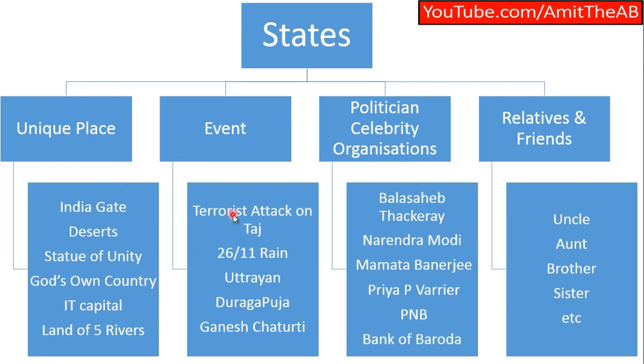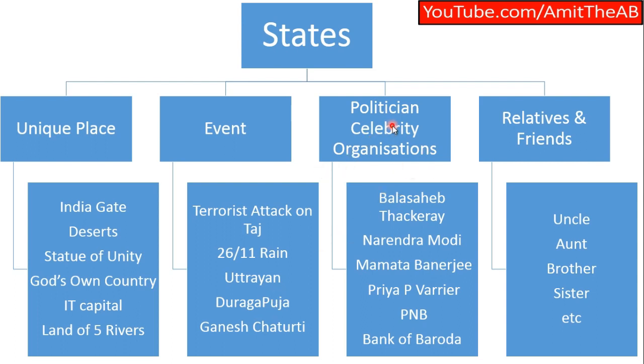Event. There are certain events that have happened in a particular place. You can use that, like terrorist attack on Taj, Bombay, 2011 rain, Uttarayan, that is the kite festival. You can also use Lohri, with a group of people celebrating that. You can use that. Durga Puja, West Bengal, and Ganesh Chaturthi in Mumbai, Bombay High Court. So you can use that.